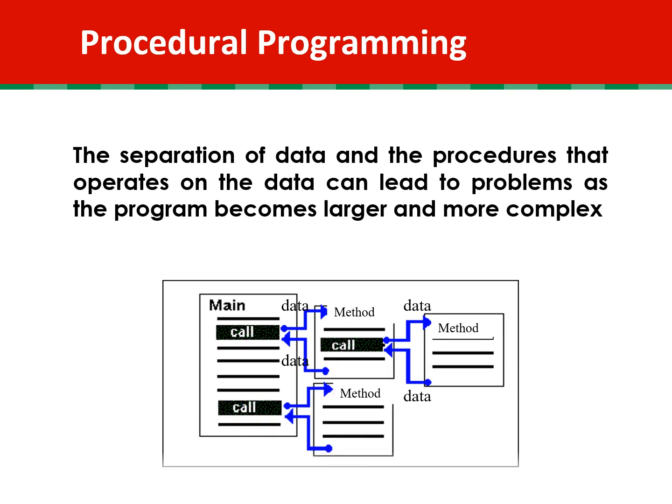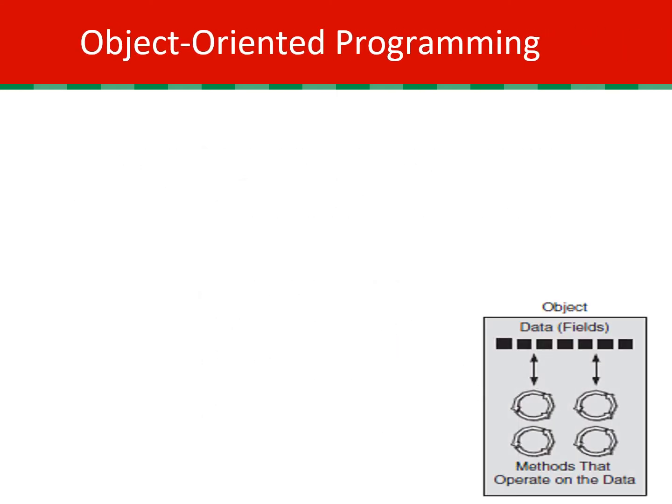So in procedural programming, the data and the methods are not in the same place. For example, for a method to do an operation, the data has to be retrieved from somewhere else. Then it is passed, and then the operation is done on the data. It's slightly different with object-oriented.